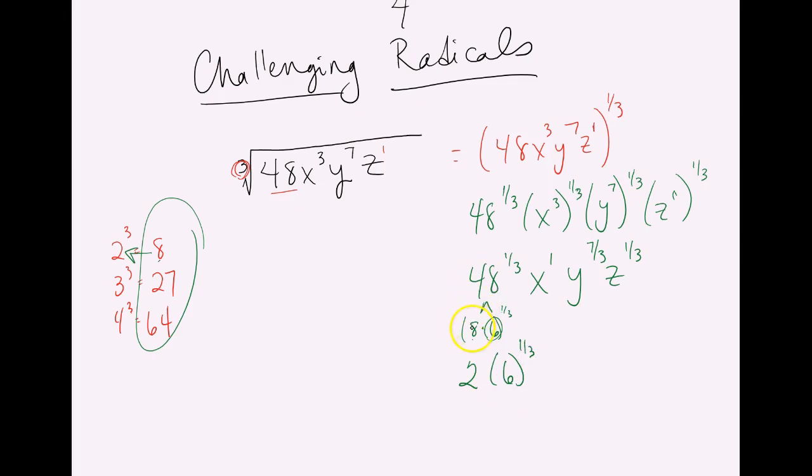So I just break it down right underneath. If it comes out of the 1/3 exponent, then I write it. You can even put a power of 1 on it if you like, it doesn't matter. And then 6 was left over, so I had to do that. All right, now we have x to the 1st, y to the 7/3, and z to the 1/3.